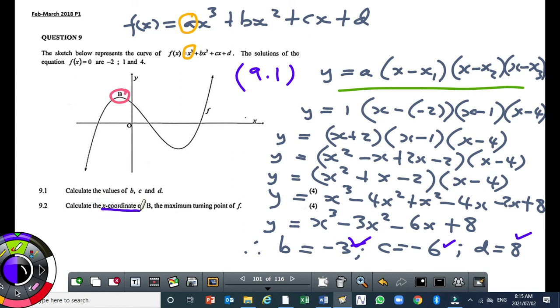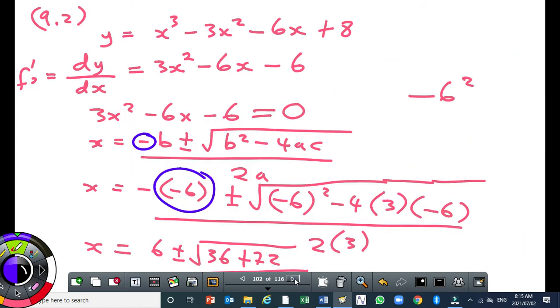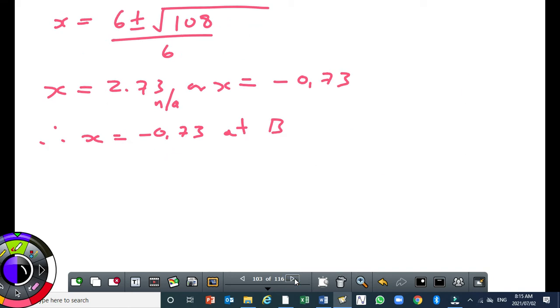Okay. The question says, calculate the x coordinate. The x coordinate. The question is not saying calculate or determine the coordinate of B. If it says coordinate of B, then you need to find the y value. Here it's very specific, the x coordinate. Okay?